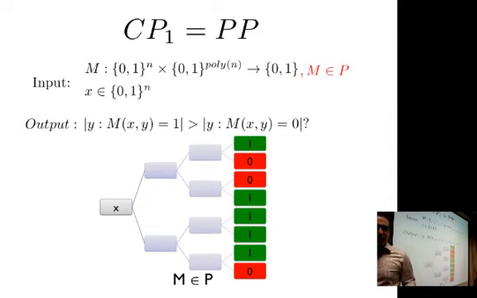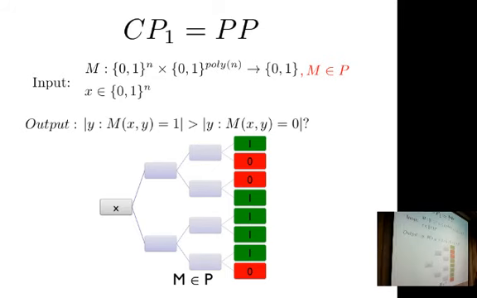So this being a hierarchy, we need to define the base level and some recursive definition. So the base level is PP, and PP is the same definition as Sharpie, except that now it's a decision problem, so that instead of counting the number of accepting paths, I output yes if more than half of the paths are accepting, and no if less than half of the paths accept.